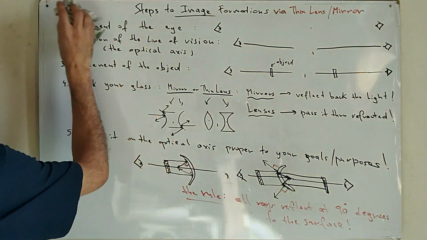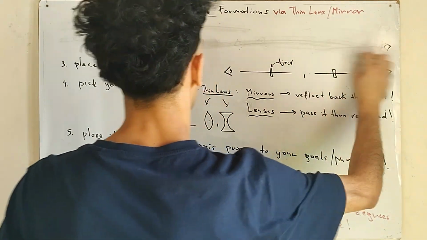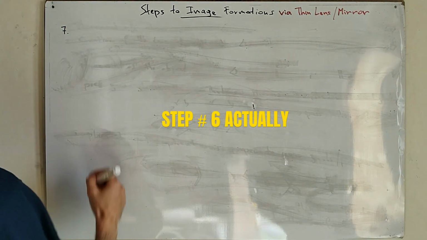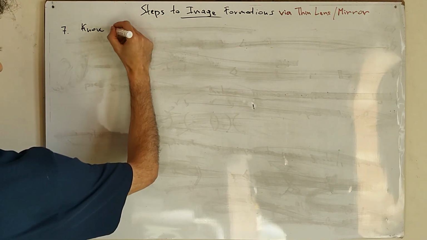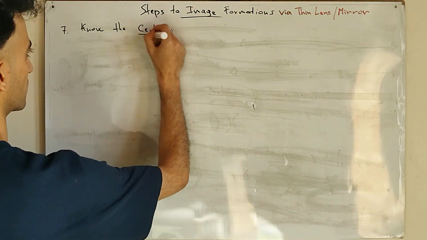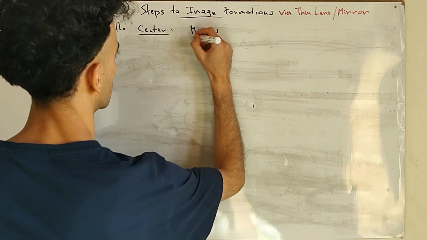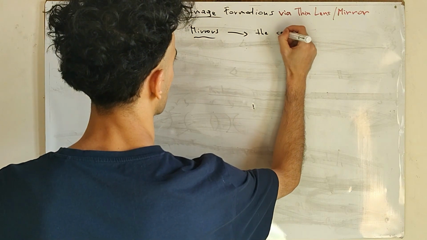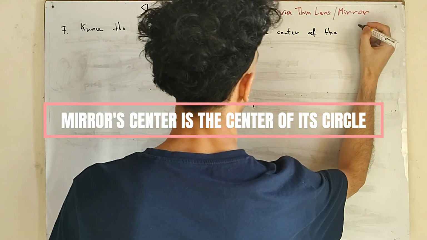Let's go to step number 6, 7 and 8. What do we have there? Step number 7. Know the center. Where's the center? For mirrors, the center is the center of the circle created by the arc of the mirror.